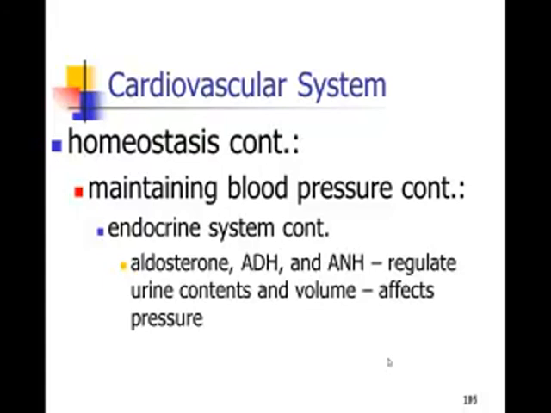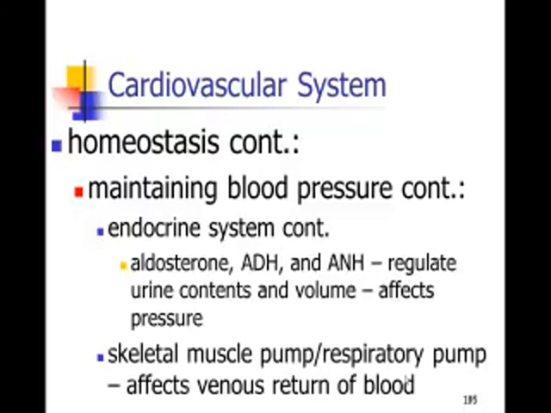Aldosterone is going to be real important in controlling sodium levels, which in turn affects the amount of water that's retained or lost by the kidneys, which in turn affects the blood volume, which in turn affects blood pressure. Antidiuretic hormone, we talked about that, reduces the amount of water loss from the kidneys. ANH reduces vasoconstriction, allows for vasodilation, reduces cardiac activity. Regulation of urine contents and volume is very, very important and hormonally controlled, and that in turn affects pressure.